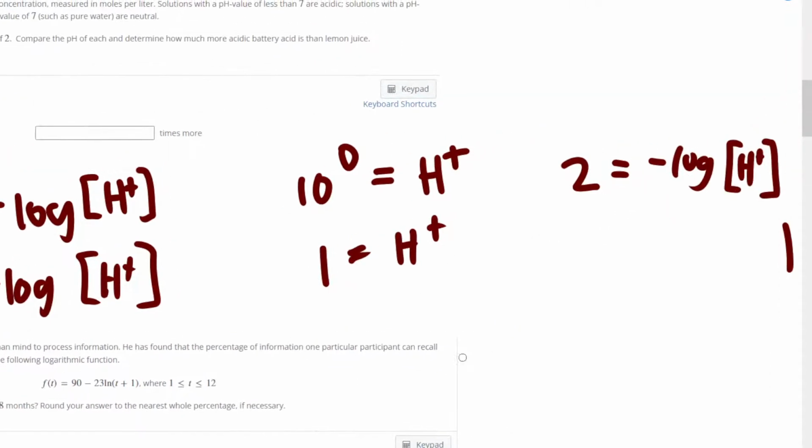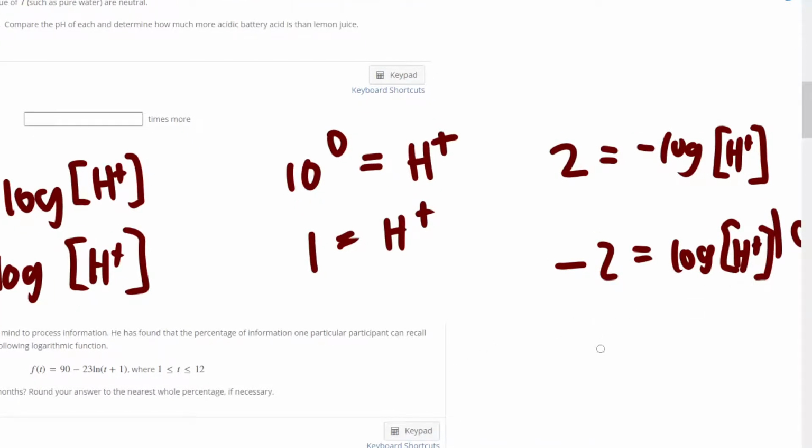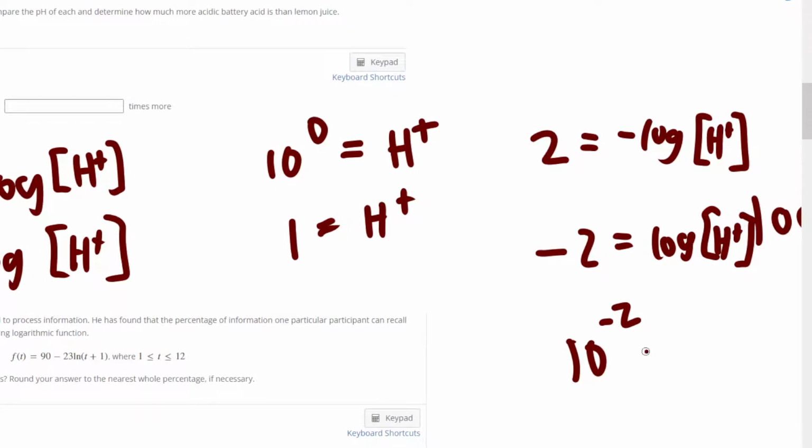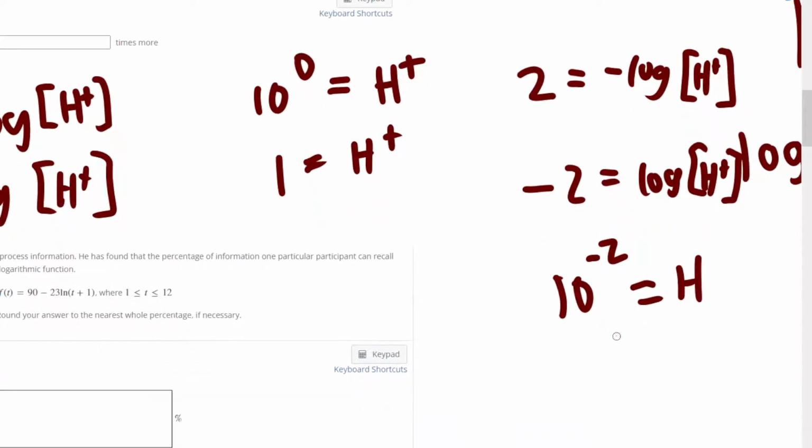We can divide by negative 1. So negative 2 is equal to log base 10 of h plus, which can be written as 10 to the negative 2 is equal to h plus, which will give you 1 over 100.